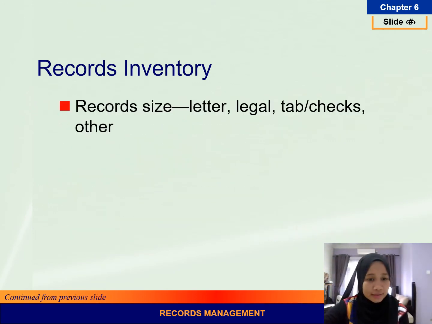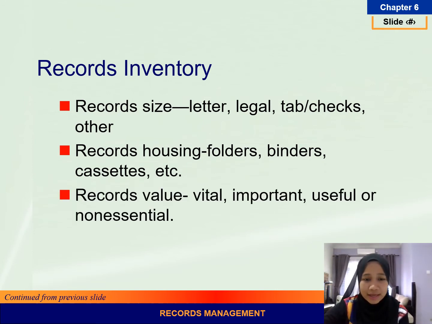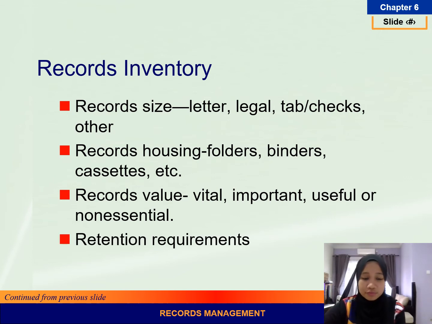Okay, so other than that, it includes record size, okay, which is letter ke, legal, type or check and others, and then record housing, which is folders, binders or cassettes, and record value, which is vital, important, useful or non-essential, and last one is record requirements. Okay, so this is all the information yang ada dalam records inventory.